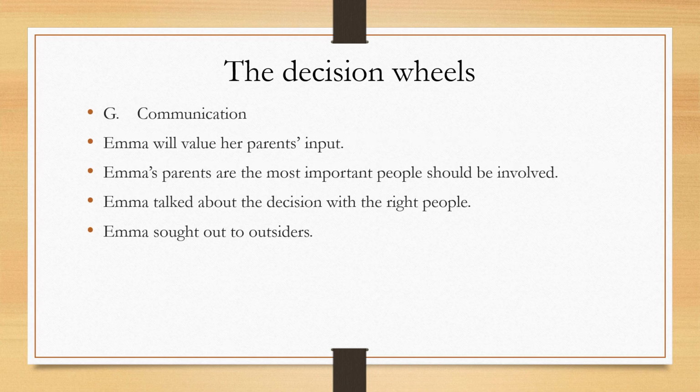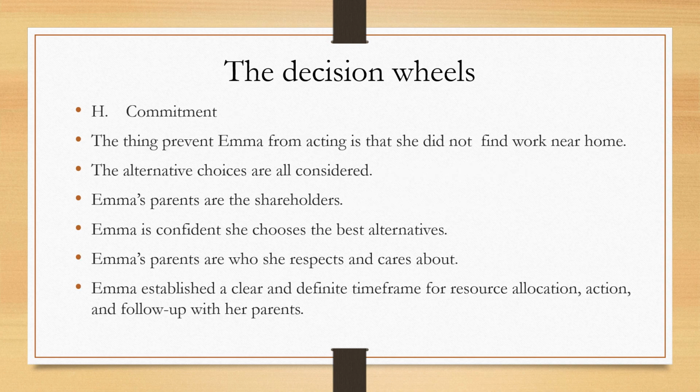And next is communication. Emma communicated with her parents and friends, and I think she did all the communication she could. About the commitment, if Emma decides to work and cannot find a job near her, she might be prevented from acting. The alternatives are all considered. These are right.